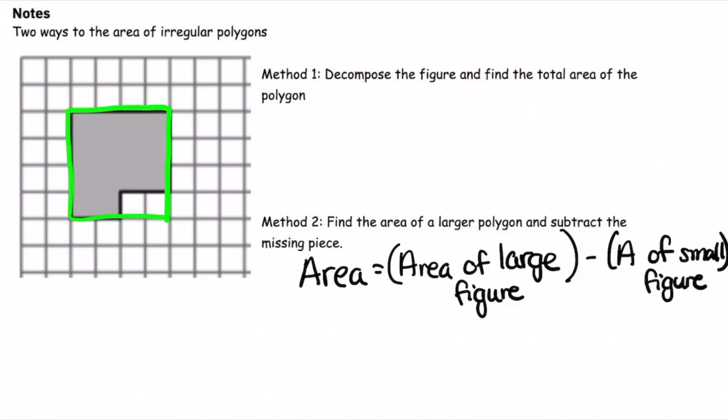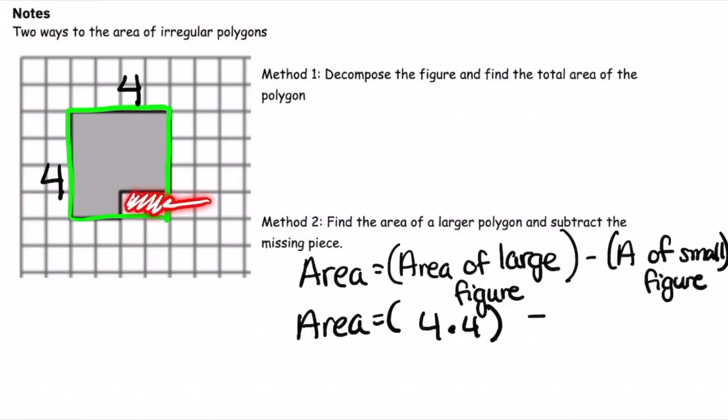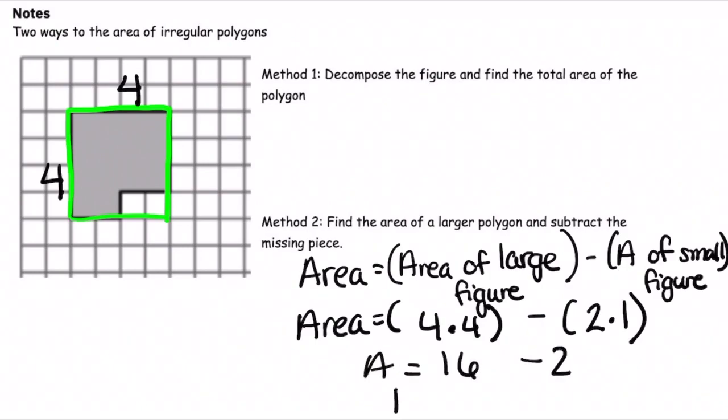So look what I do. So my large figure has the dimensions 4 by 4. And now I just have to find the area of this little part, this empty space. That's what I want, the small empty space. And that one is just a 2 by 1. So 16 minus 2, and I still get 14.